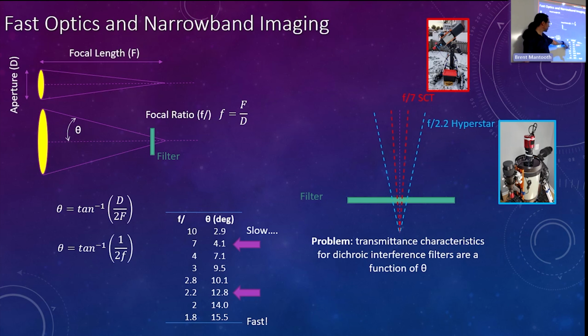So at f7, which is a lot slower light collection, the angle of light is actually pretty narrow. It only comes to about plus or minus 4 degrees off normal from the lens. But as we go to a really wide aperture, now the light is starting to converge in from greater angles, all the way up to where I was shooting at f2.2, at about 12.8 degrees. So the challenge is that for these dichroic filters that we're using, the transmittance changes with incident angle.